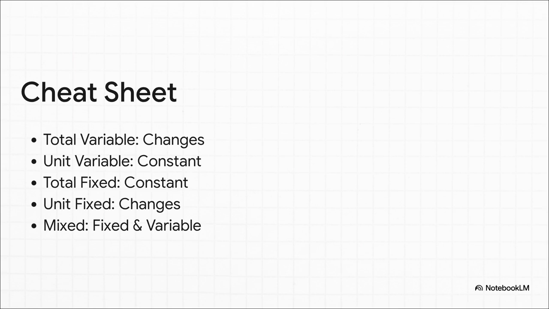You'll want to lock these 5 rules into your memory right now, because this is your ultimate cheat sheet for remembering the exact patterns of total versus per unit behaviors. 1. Total variable costs change. 2. Unit variable cost is constant. 3. Total fixed cost is constant. 4. Unit fixed cost changes. And 5. Mixed cost has both fixed and variable elements. Those 5 rules are pure point scoring power on test day.